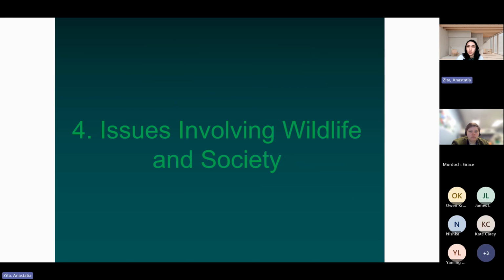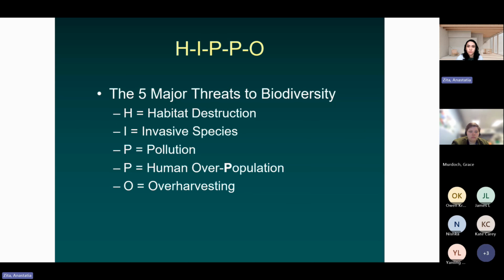Awesome. All right, so now we're on issues involving wildlife and society. We talked a little bit on this in almost every section previously, so you might just do a quick run through in this section. HIPPO, great acronym to remember. HIPPO relates to the 5 major threats to biodiversity. This is true in Fairfax, but is also true around the world. So that's habitat destruction, invasive species, pollution, or sometimes climate change, human overpopulation, and overharvesting, or overhunting, or stuff like that.